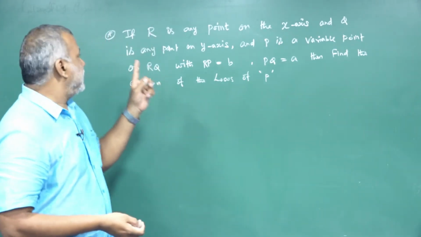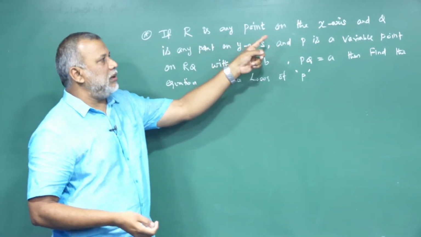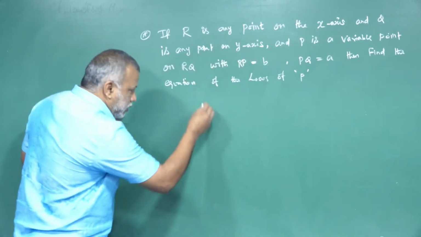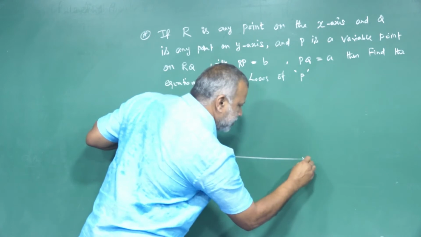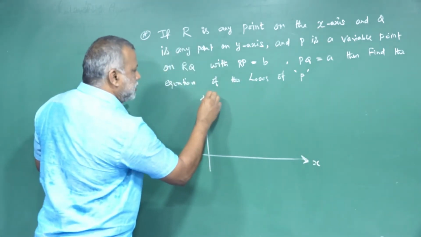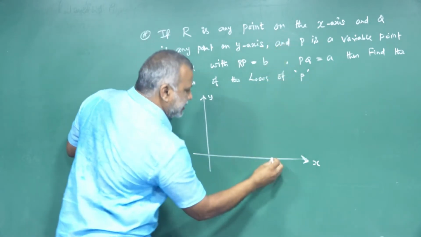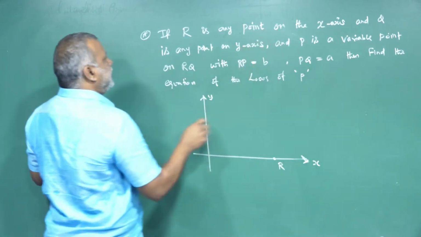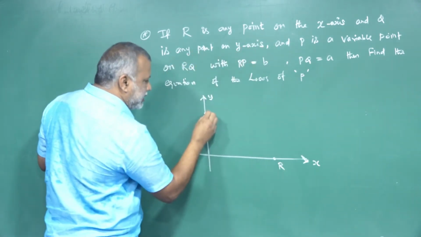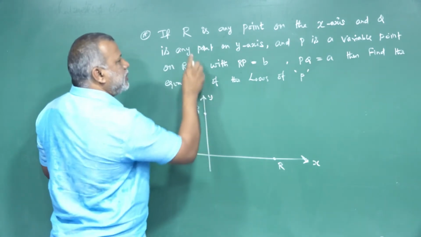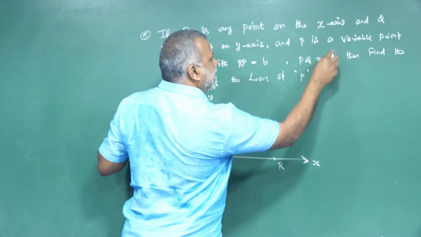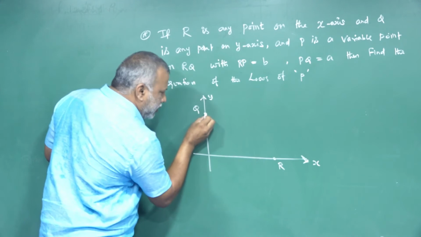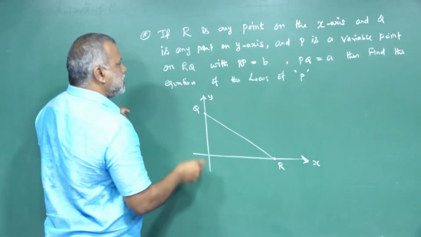Now listen to the question. If R is any point on the x-axis and Q is any point on the y-axis. Now listen to this diagrammatic explanation. As per the given data, R is any point on the x-axis, so I can select a point R on the x-axis, and Q is any point on the y-axis, so I can select a point Q on the y-axis, and P is a variable point, a moving point on RQ. Therefore, R and Q must be joined.